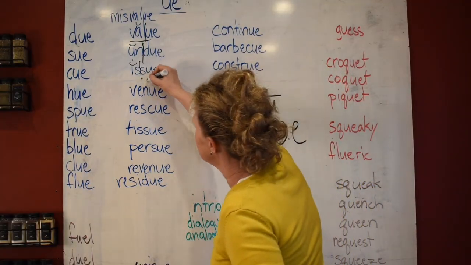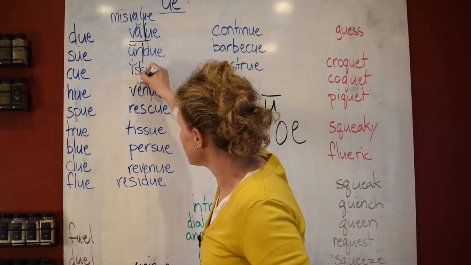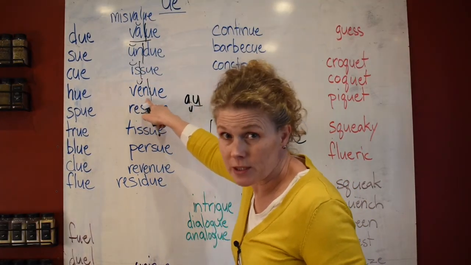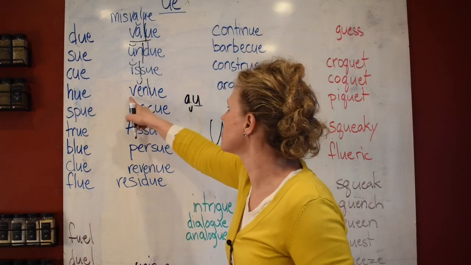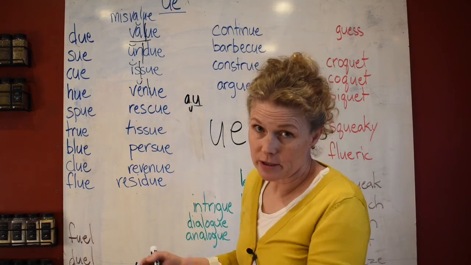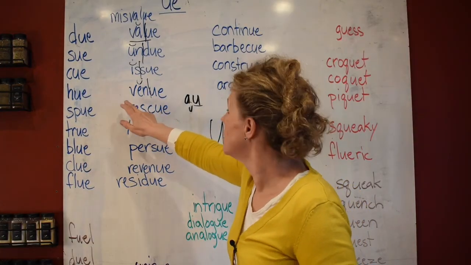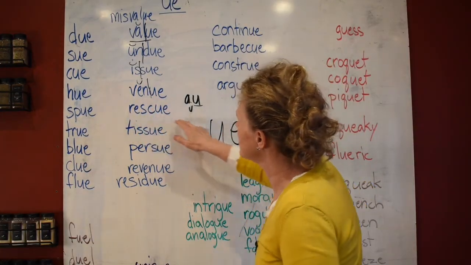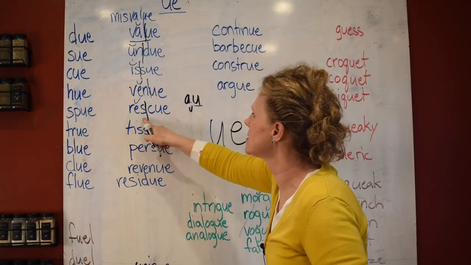Venue. See, now we have an E here. It's saying its short sound. It's a closed syllable. So see how closed syllables help you learn long words. Actually, all the syllables do, but I'm focusing on the closed syllables so you can get the short sound down. Venue. Rescue. Closed syllable. This is saying its short sound.